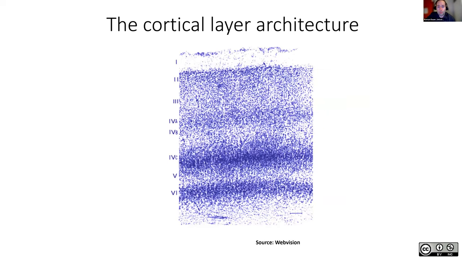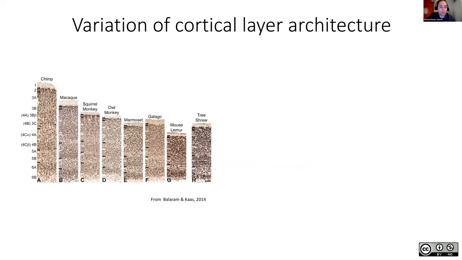So one example that we looked at in the past was the so-called cortical layer architecture. The cortex is the part of the brain that deals with higher cognitive functions, such as planning and cognition. And we can differentiate structurally different layers in the cortex. Interestingly, we see this layered structure in all mammalian cortices.